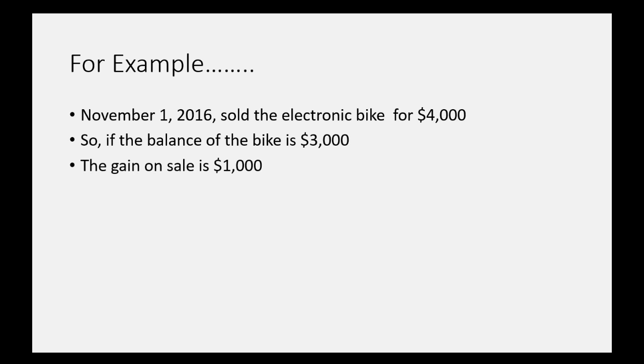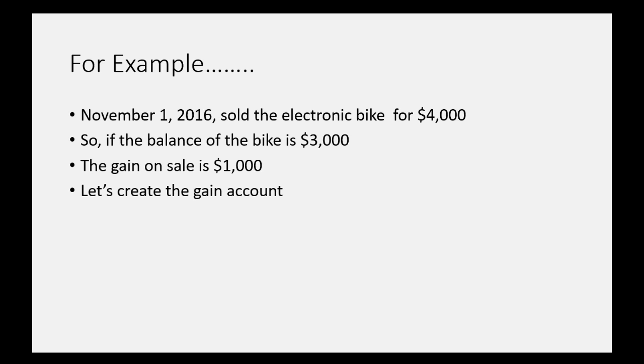For example, let's imagine on November 1 of 2016, we sold the electronic bike for $4,000. So, if the balance of the bike is $3,000, because that's what we originally paid, then we have a gain on the sale of $1,000.